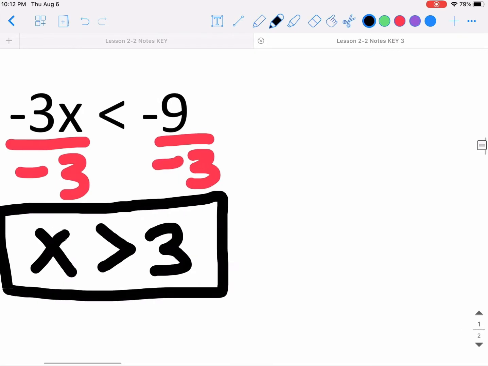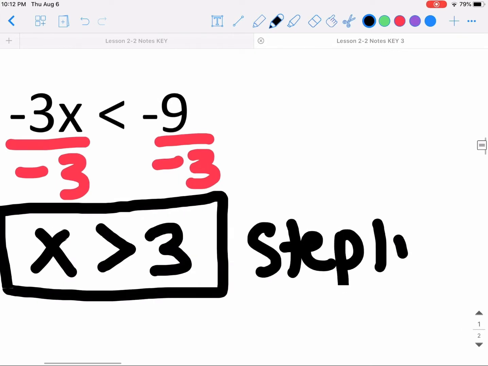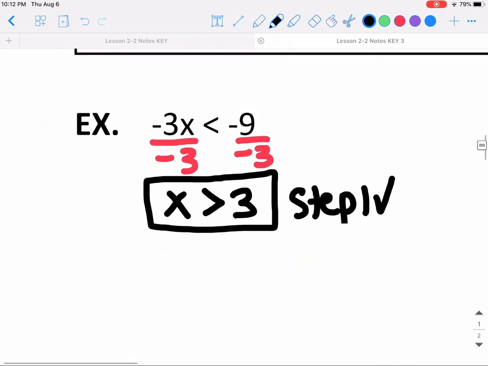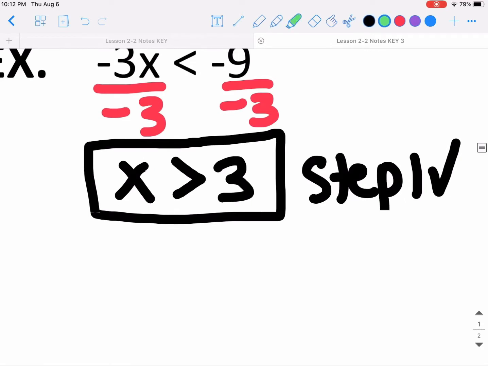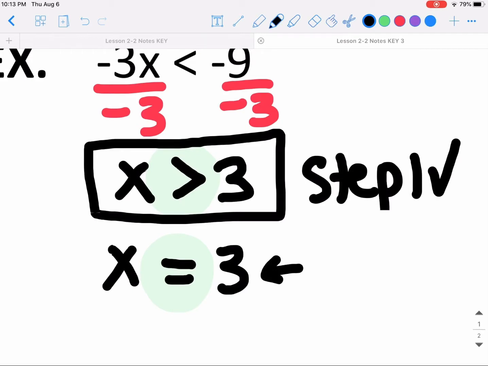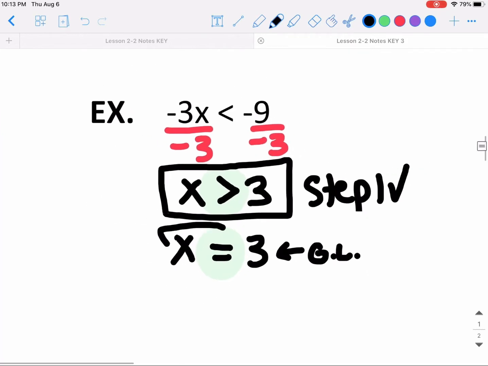So step 1 is done. Moving on to step 2. Step 2 is to graph my guideline. So first, I want to know what the guideline is. All I'm going to do to find the guideline is take this inequality sign and change it to an equal sign. Everything else stays the same. I have x is equal to 3. This is my guideline. This is what I'm going to be graphing.